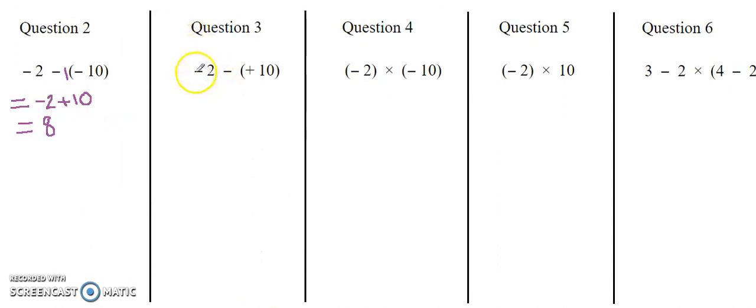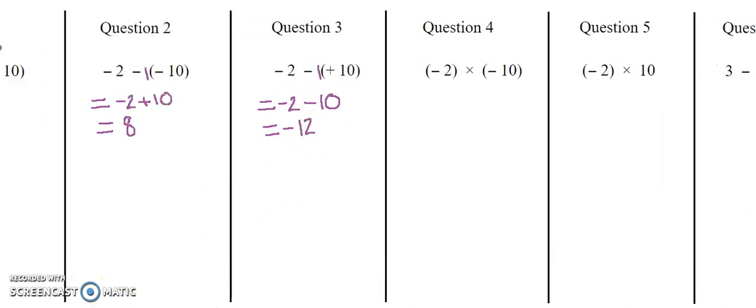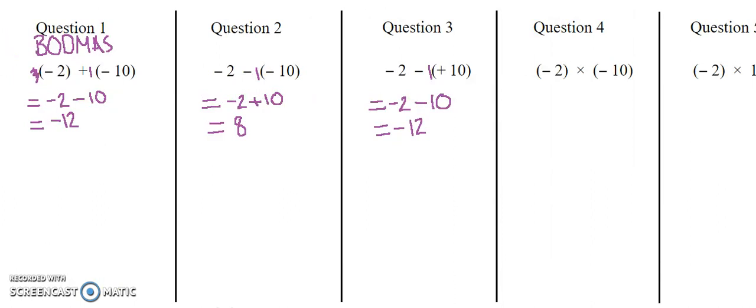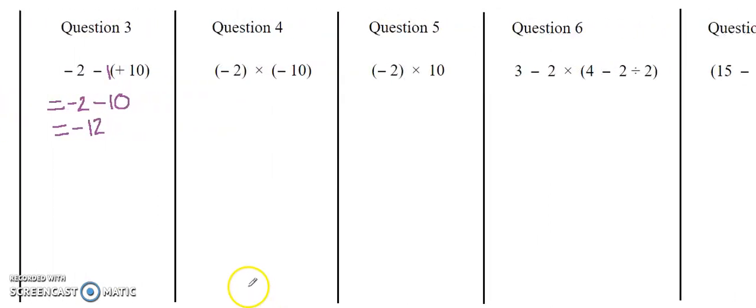The next question, -2 minus +10. Let's get rid of that bracket again. And remember, when there's nothing written in front of the bracket, it's automatically a 1 in front of it. So we leave -2 for now. -1 times by +10 gives us -10, which means our answer is -12. That's exactly the same answer as the first one, because it's pretty much exactly the same question.